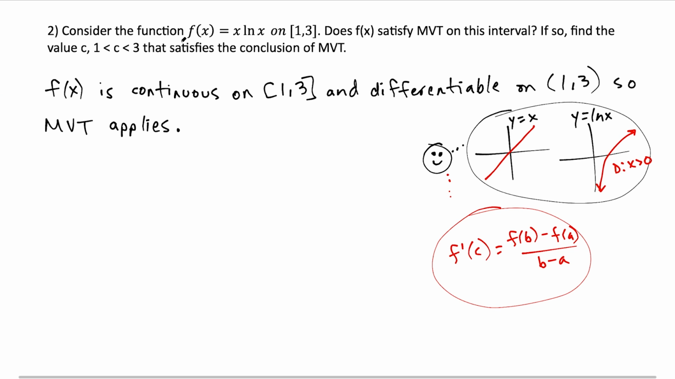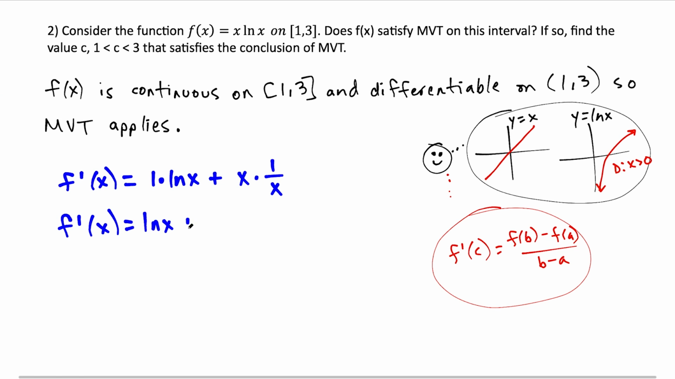So f prime of c, to find f prime, we're going to have to take the derivative of f of x. So we're going to have to use the product rule here. So we have f prime of x is equal to, and I'm taking the derivative of x is 1 times natural log x, and then I'm adding, we have x times the derivative of natural log x is 1 over x. So that brings us to this step. We have f prime of x is equal to natural log x plus 1.